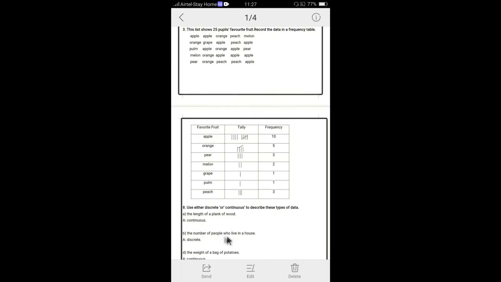B, the number of people who live in a house. Number of people, when we can count it, is discrete. And if you see D, the weight of a bag of potatoes, weight we can measure with a scale, so it's continuous. In this way we can solve this.